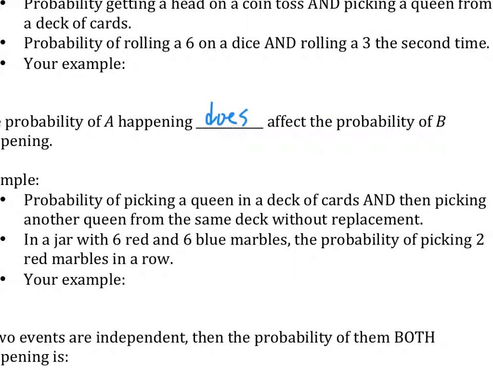Yes? And then, for example, in a jar that has 6 red and 6 blue marbles, the probability of picking 2 red marbles in a row. So take a red out and then take another red out. The probability of the first one will affect the second one. Yes?